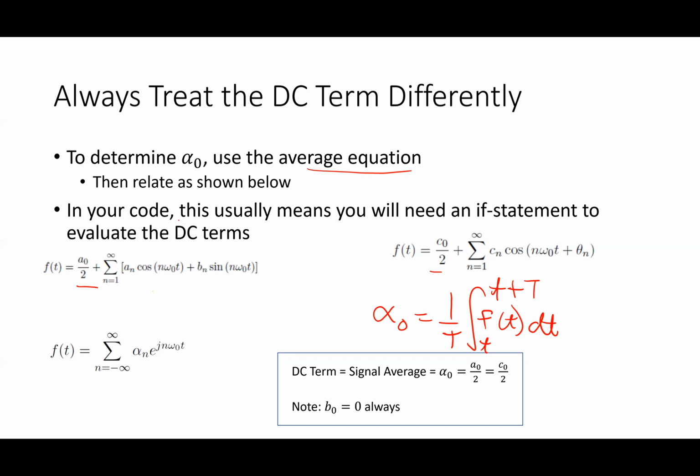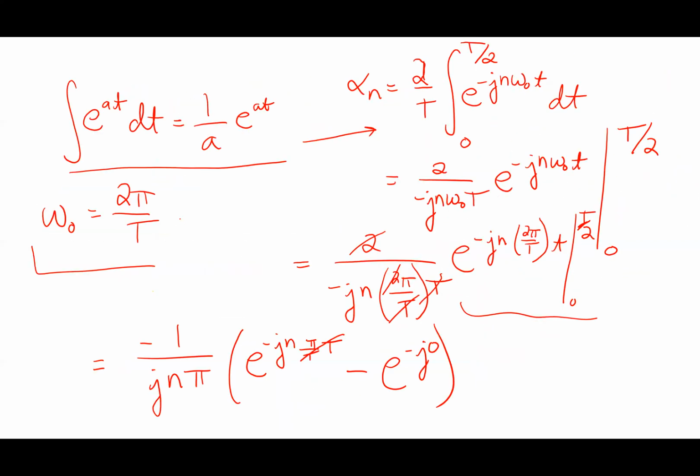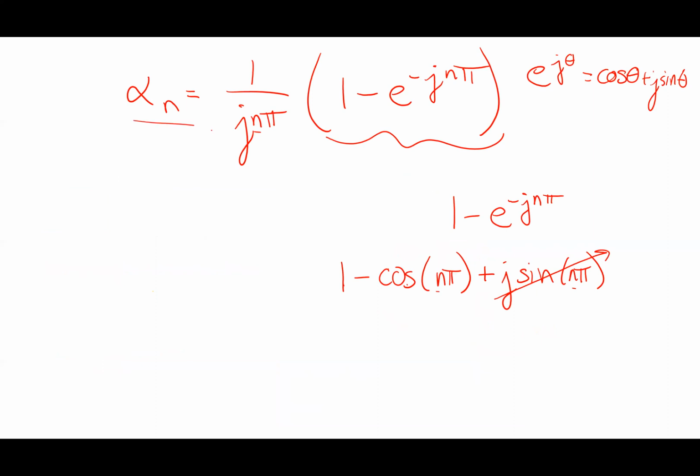I say this because in code, if you're writing a for loop or something like that, the thing to bear in mind is that if you're looking at something like this alpha n value and you plug in n equal to 0, you're going to get an infinite value. So you have to be careful about that.